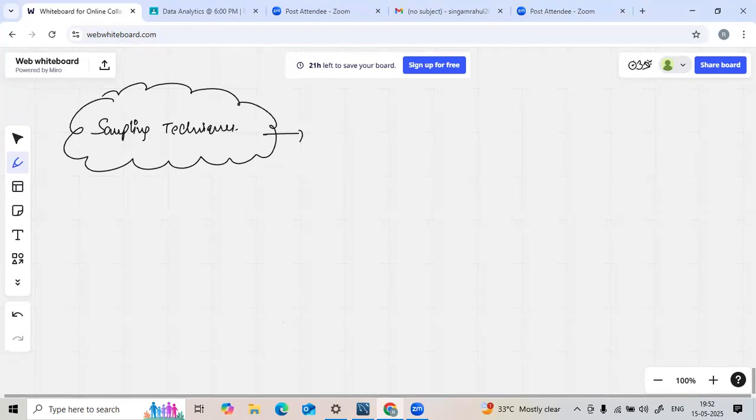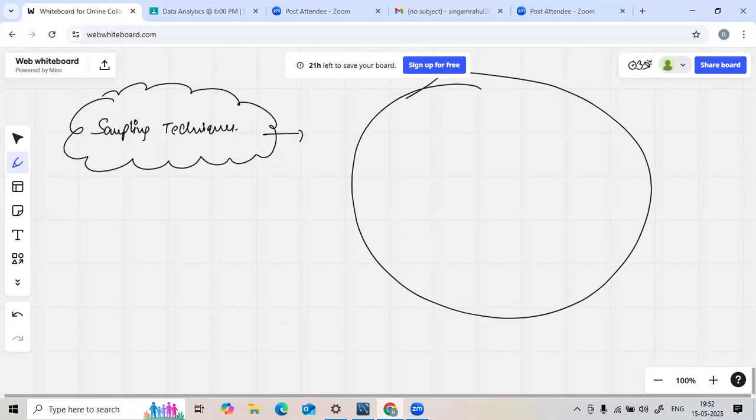Simple thing, you're having entire data, you consider it as a population, and you're just going to take a small sample out of your population, and that we call a sample. To take a small sample out of your population, there are multiple techniques available to extract a small portion of data as a sample.